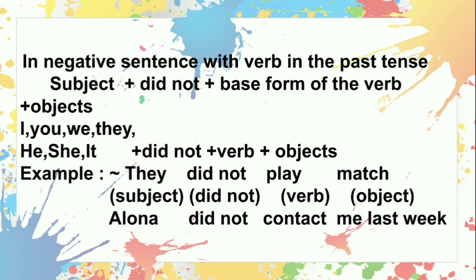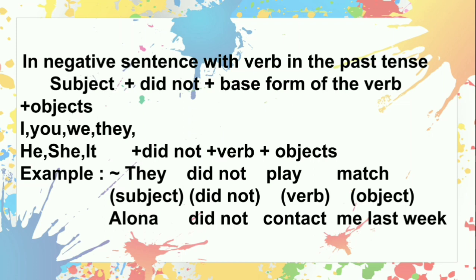Next, in negative sentences with the verb in the past tense, what is the formation? Let me see. Subject plus did not plus base form of the verb and objects. I, you, we, they, he, she, it is the subject, then did not plus the verb. The verb is the base form of the verb. Here we will not use the past verb V2, and then the objects.